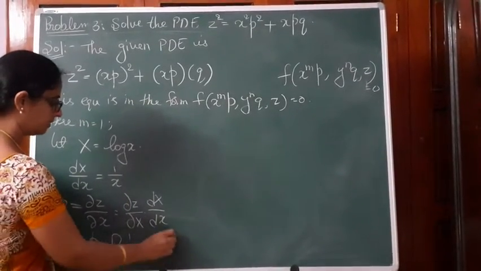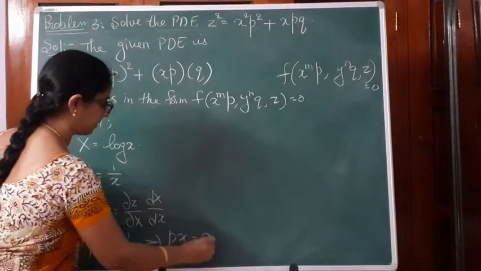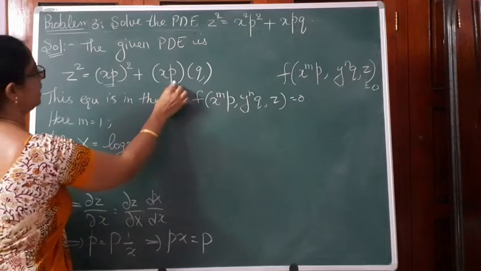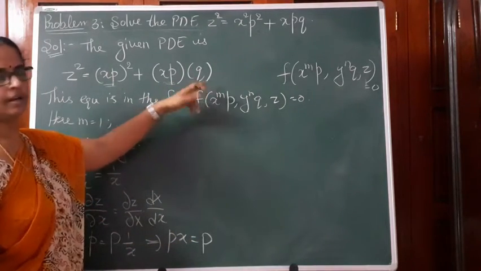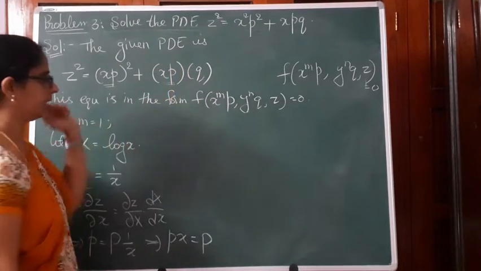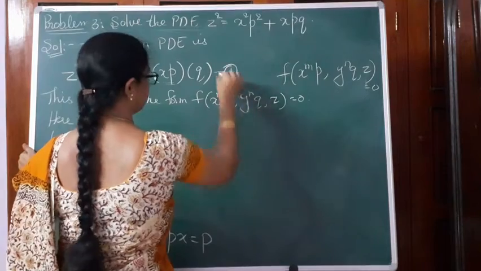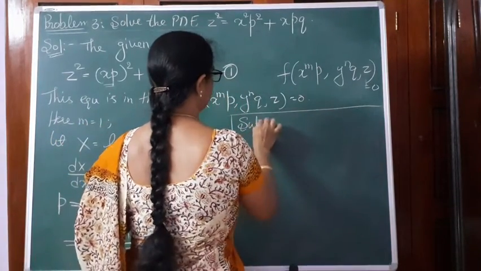From this, what do we get? P into x is equal to capital P. So wherever we have p into x, we can write capital P. And of course, small q remains small q because there is no y power n term here. So substituting in 1, what do we get?